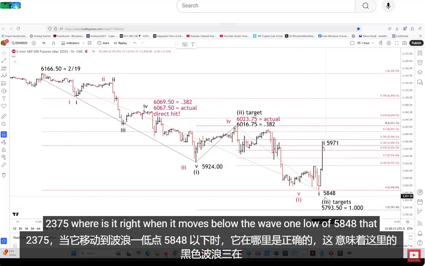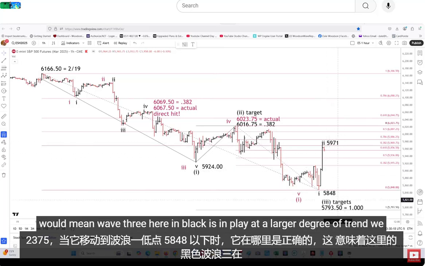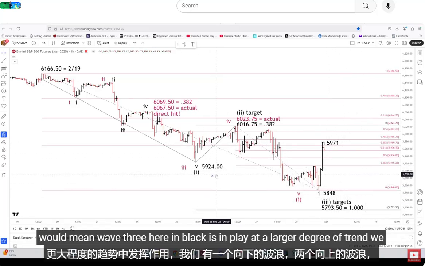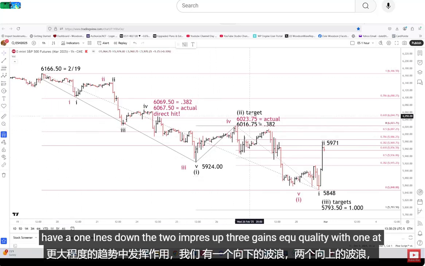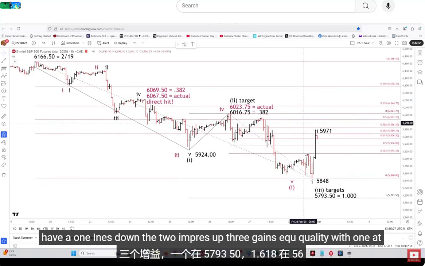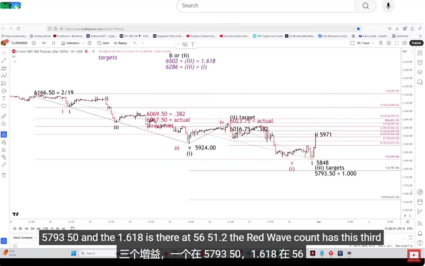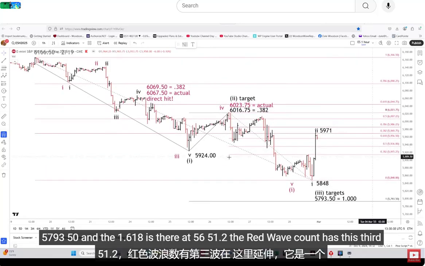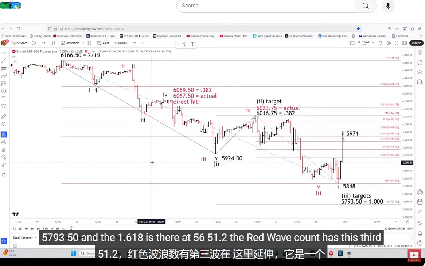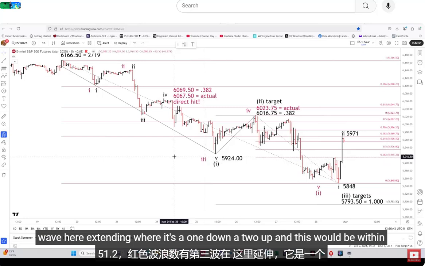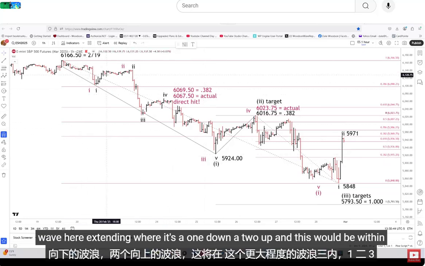Where is it right? When it moves below the wave 1 low of 58.48, that would mean wave 3 here in black is in play. At the larger degree of trend, we have a 1 in parentheses down, a 2 in parentheses up, 3 gains of quality with 1 at 57.9350, and the 1.618 is there at 56.5125.